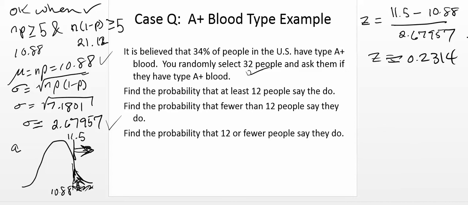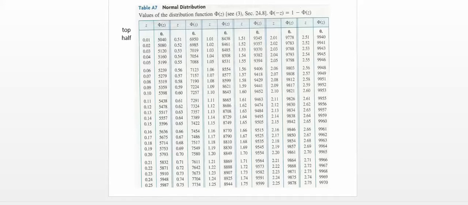Now that I have that, I have to look up the value in the z table. So we look for, hold on to something because I'm going to zoom.